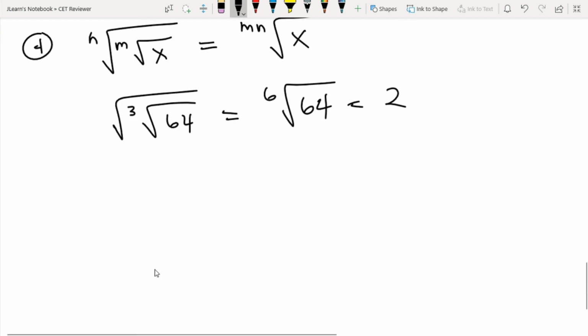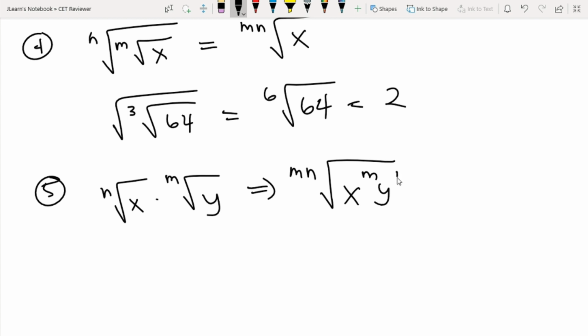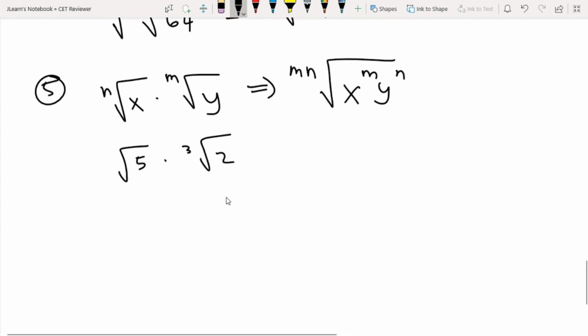Okay? So, let's have a much more general law, no? If you have, let's say, nth root of x times the mth root of y, you can combine this into one big root by saying na magiging mnth root of x to the m, y to the n. Okay? So, for example, gusto mo i-multiply yung square root of 5 by cube root of 2. Okay? So, kung maisip mo, baka hindi na pwede i-simplify yan, no? Pero, technically, you can still simplify this. Using this fifth law, no?